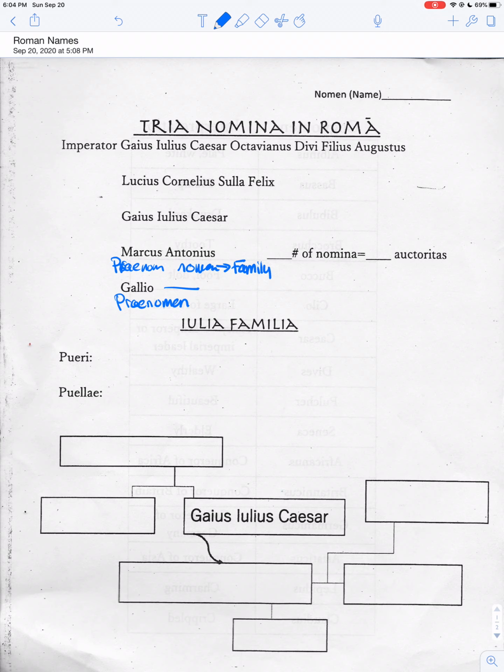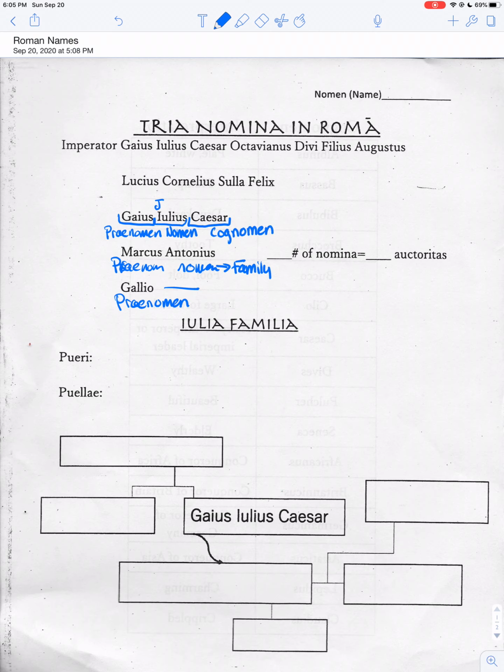Moving up on this list, Gaius is what? What type of name is it? It's the praenomen, so that is his personal name. Julius, remember this is actually a J. J's turned into I's in Latin. So Julius was what type of name? The nomen. And that was the family, so the Julia family that he was in. And then we get another name. And this is where the tria nomina comes into play. So three names. Caesar has a cognomen.